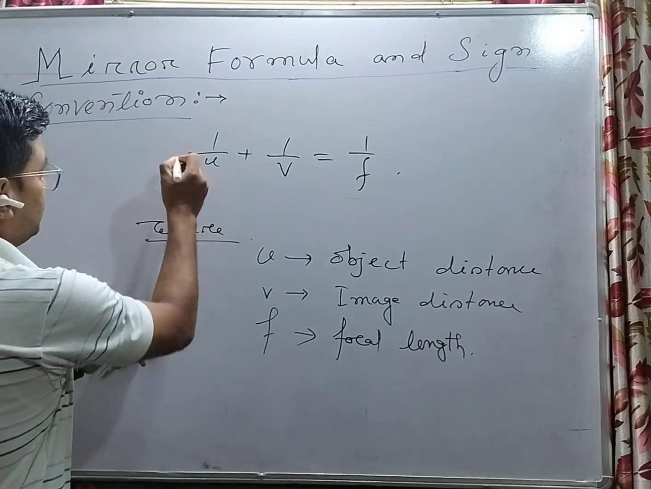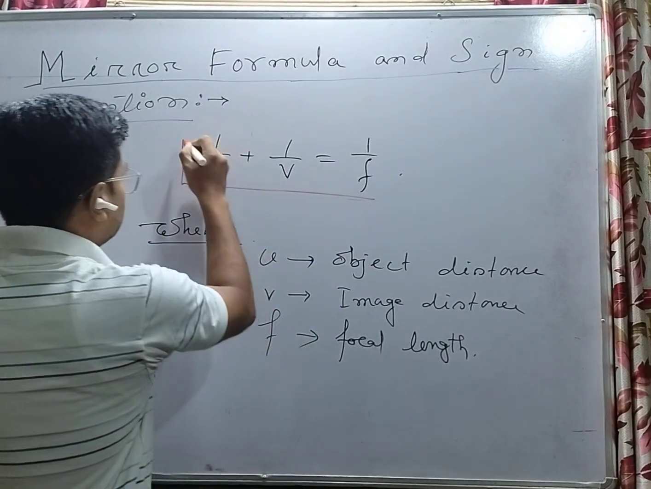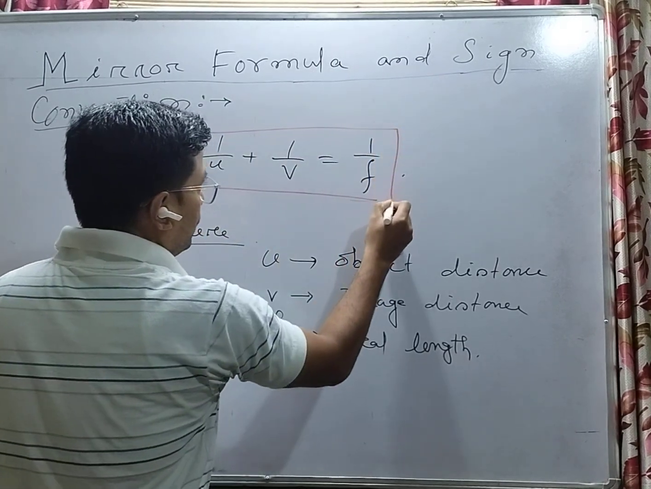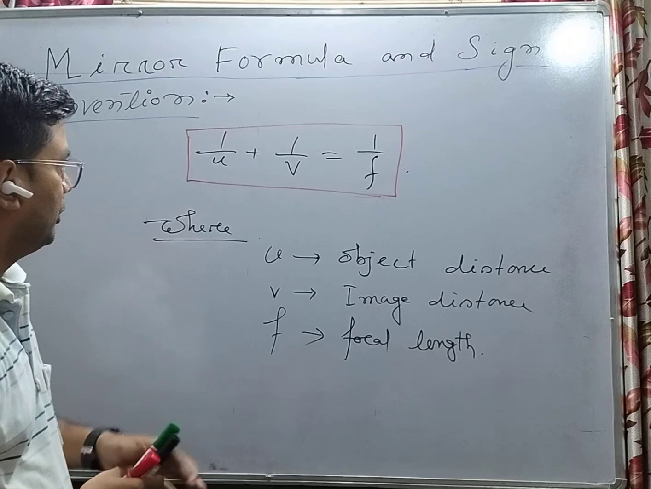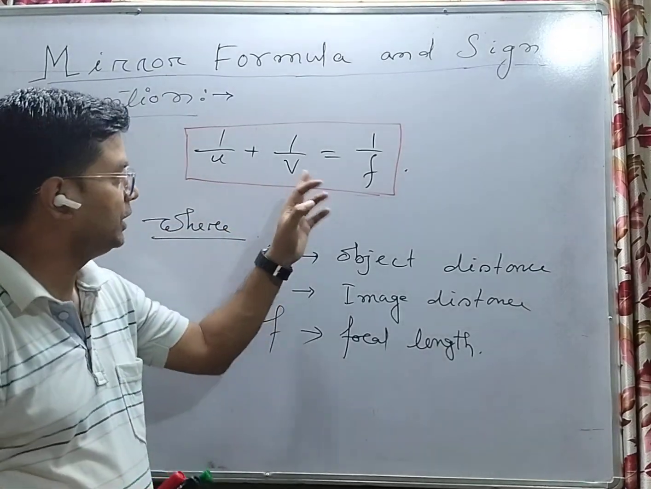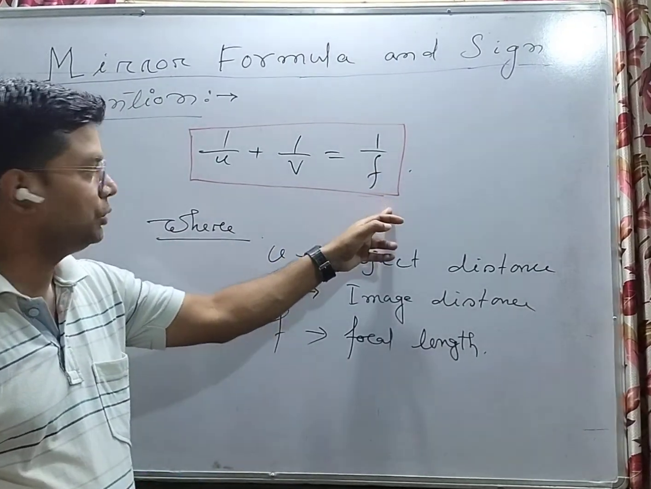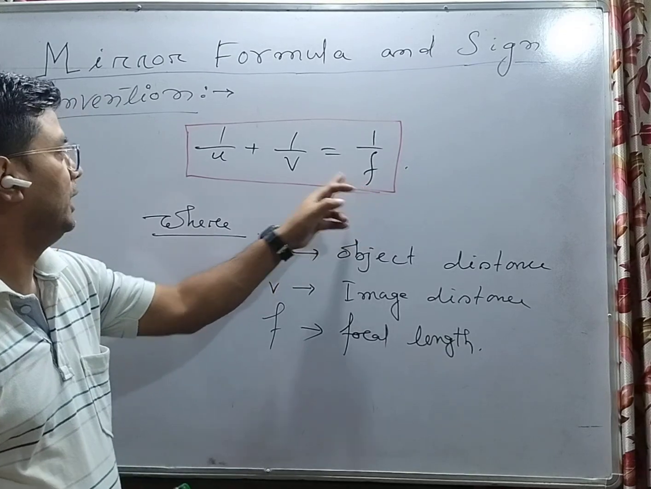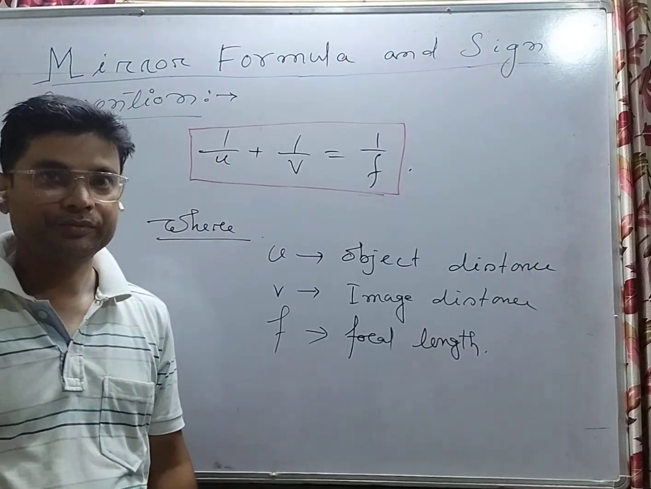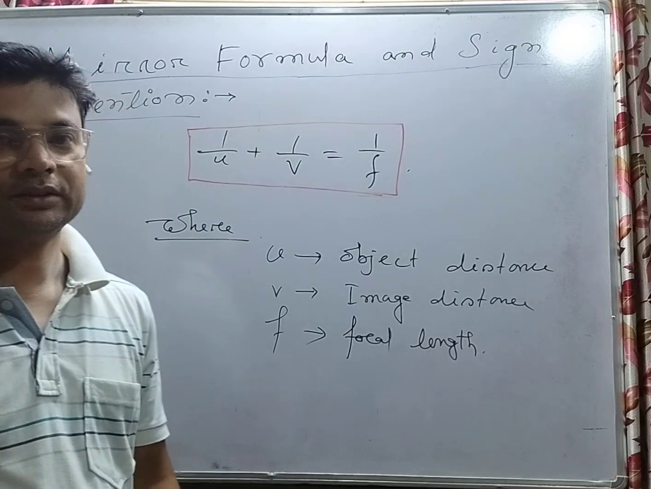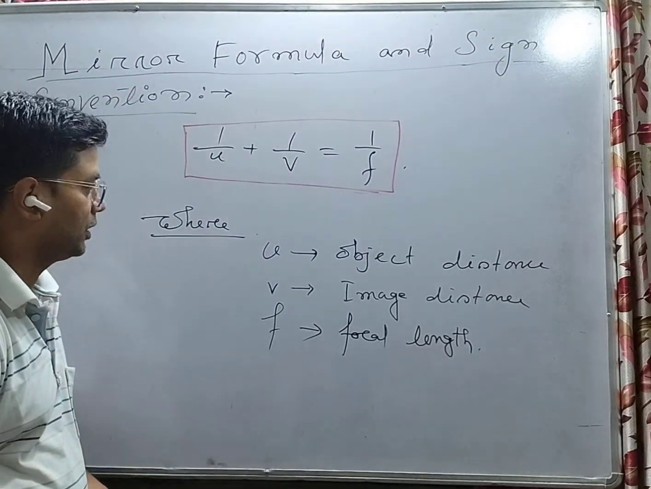This relation is the mirror formula. We can calculate very well. If u and v are given, then we can calculate f. Suppose you are given focal length and image distance, then you can calculate where the object should be kept to obtain that image on the screen.